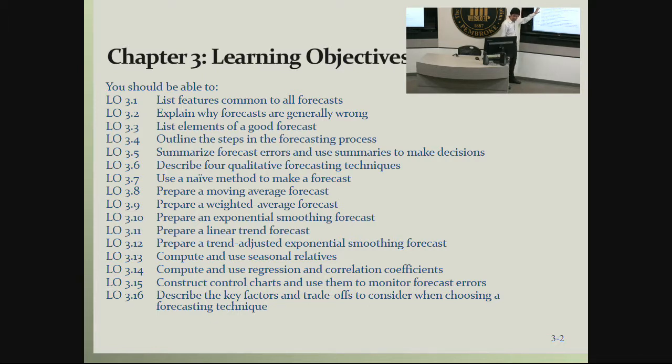Then we'll go through a lot of quantitative forecasting models. First, the naive model. Second, moving average. Third, weighted moving average. Fourth, exponential smoothing. Fifth, linear trend. Sixth, trend-adjusted exponential smoothing. Seventh, seasonal relatives, how to handle seasonality. Eighth, regression and correlation coefficients. That's eight. I forgot, I mentioned 10, but in fact it's just eight. Not too bad. Finally, we need to learn how to construct a control chart.